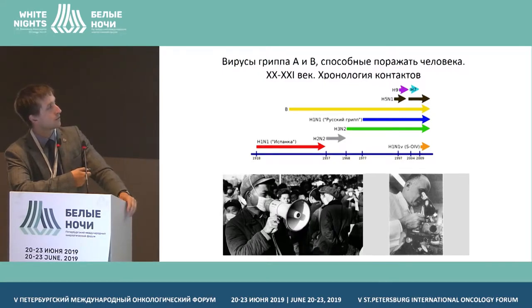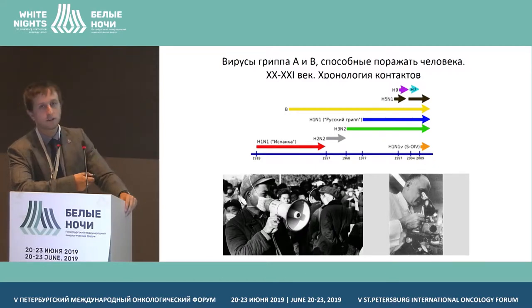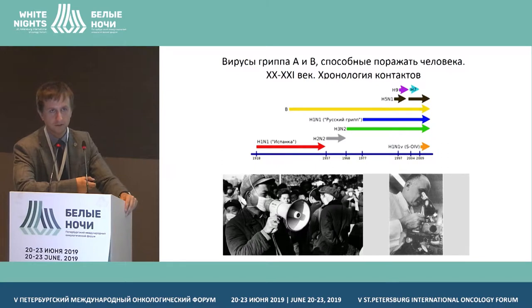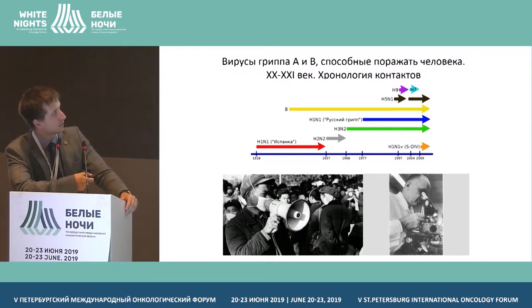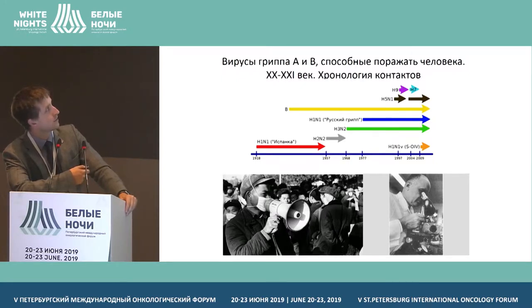In 1957, a new pandemic strain came onto the stage, most probably from birds, the same as Spanish flu, and it was H2N2. It circulated from 1957 until 1968, the so-called Asian flu, then H3N2, Hong Kong flu. From 1968 up to now, it is circulating among human beings and causes disease every epidemiological season.